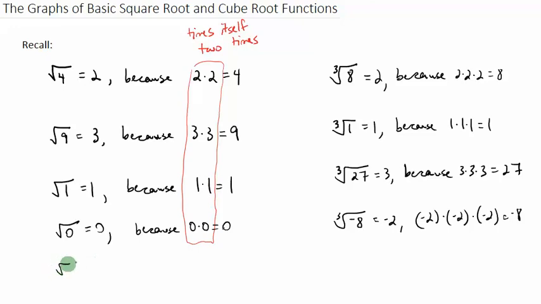If I try to do that over here, the square root of negative 4, you can't. 2 times 2 is positive 4. Negative 2 times negative 2 is also positive 4. There's no way to get the negative 4. So over here we can't do square roots of negatives, but you can do cube roots of negatives. So that's important before we start looking at these graphs.